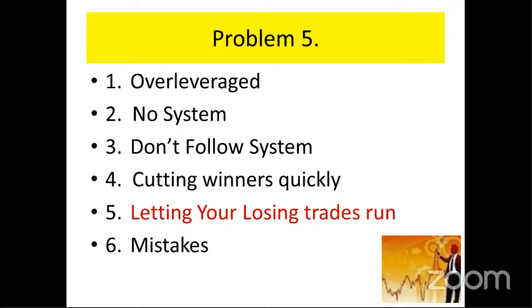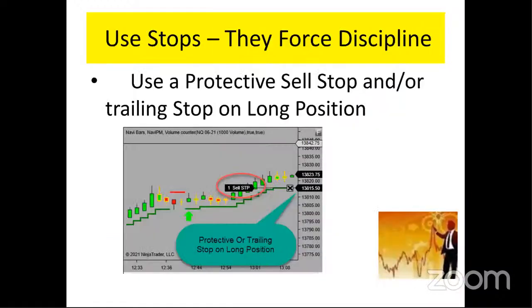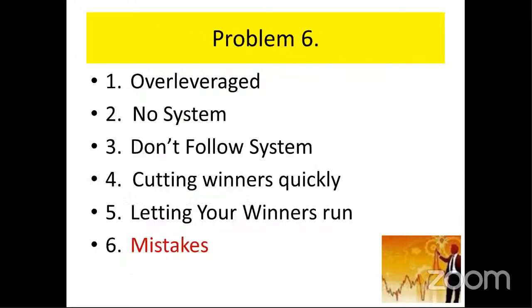All right, problem 5, letting your losing trades run. Okay, the answer to that is you need to use stops. All right, so we talked about that a few minutes ago. A 4-tick stop, 12-tick target will test very well with the E-mini. The reason stops are good is they will take the emotion out of your trading and they will enforce discipline in your trading.